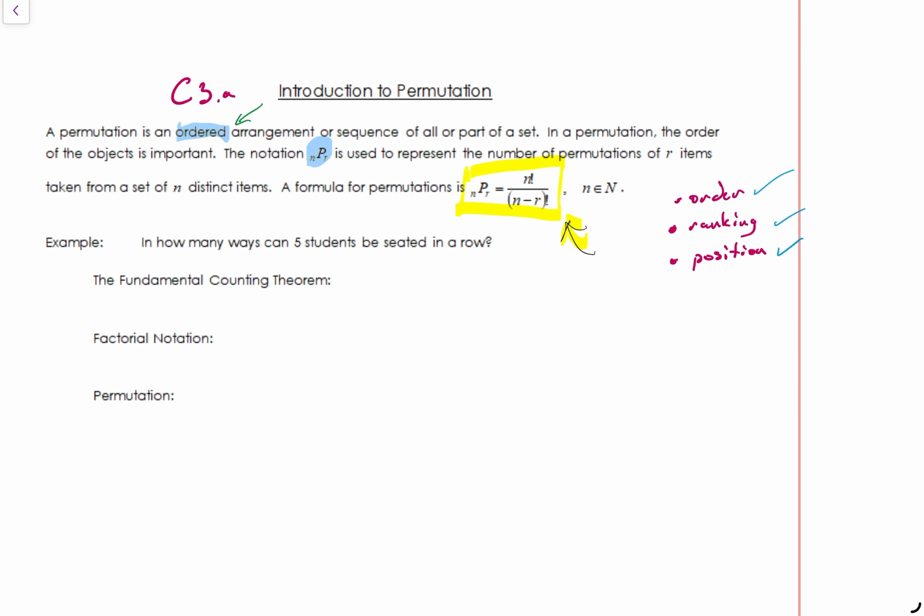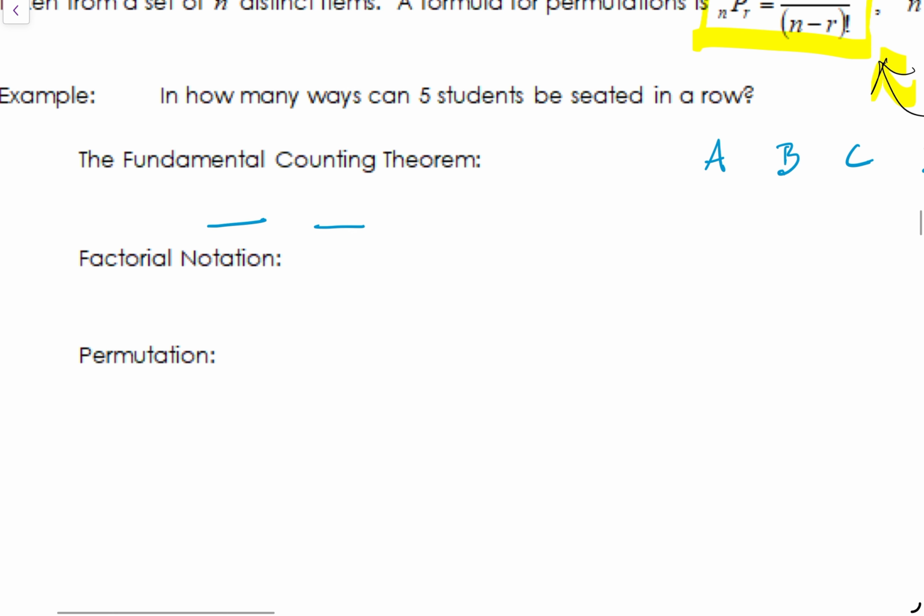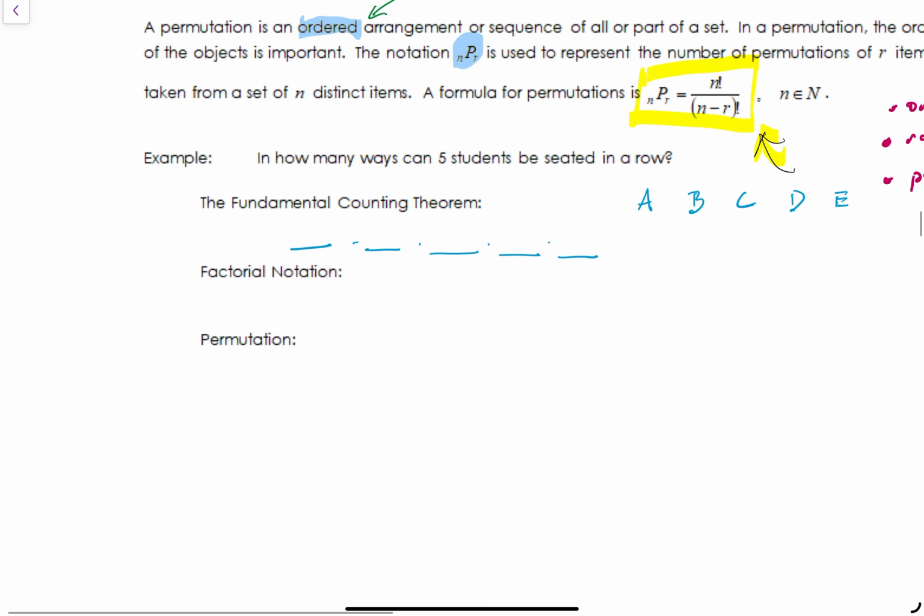So, how many ways can 5 students be seated in a row? I'm just going to make my 5 students A for April, B for Billy, C for Charles, D for Daryl, E for somebody else, Ella. Sure, so we have 5 objects. How many ways can we sit people in a row? So let me put people in a row here. I'm just going to say 1, 2, 3, 4, 5. We have 5 seats in a row. Now, these are my 5 objects.